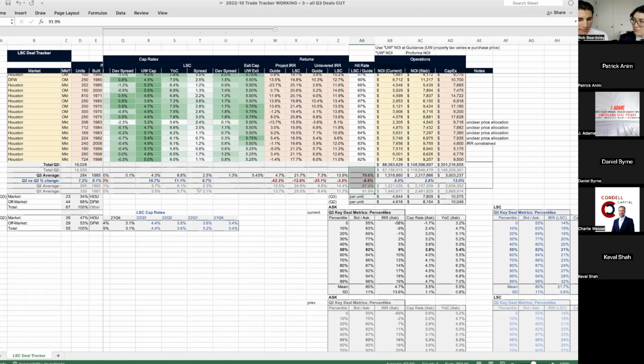So what is your take anecdotally as well as in the data as far as transaction activity for this quarter as compared to the previous couple?